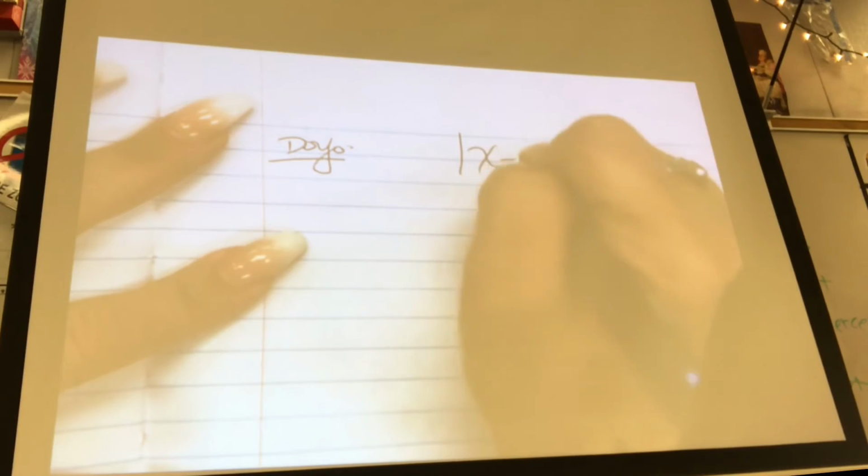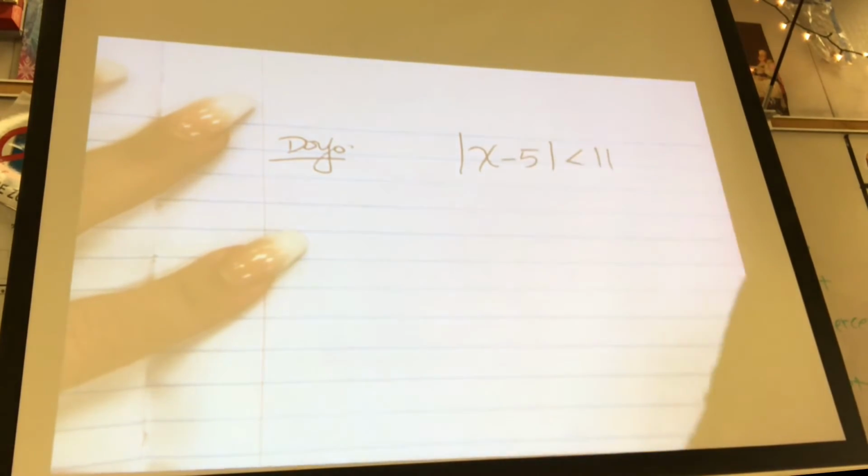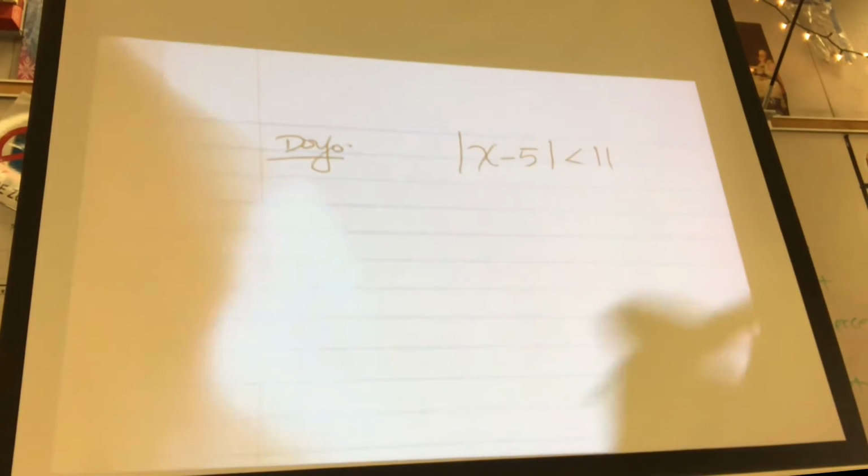Absolute value of x minus 5 is less than 11. Here come my TAs if you need help. Let's put an equal sign here, please.